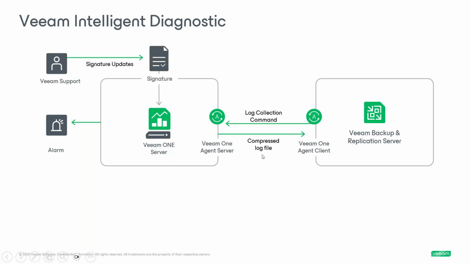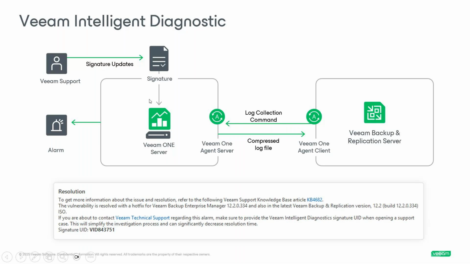It uses signatures that define common issues that were previously investigated by the tech support team. And these signatures are stored in the Veeam ONE database and can be updated automatically or manually. It also uses a Veeam ONE agent to collect the data from the Veeam Backup application. And this is an overview of the way that it works.